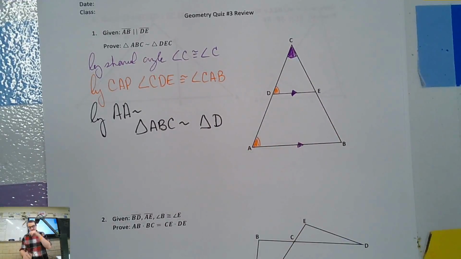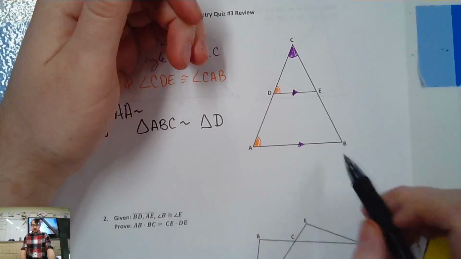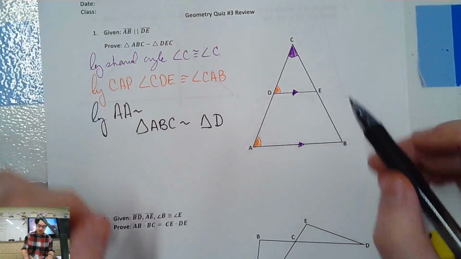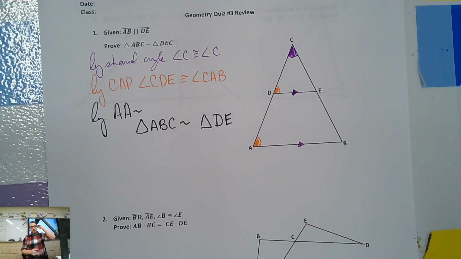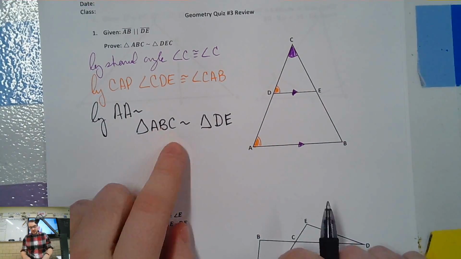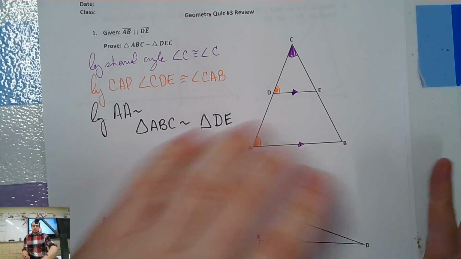B is the unknown angle in our big triangle, right? And it will be congruent to E by CSP, but we don't care about that, right? We could also have done it by CAP. We talked about that earlier. And then C is the purple angle in the big triangle. What's the purple angle in the small triangle?